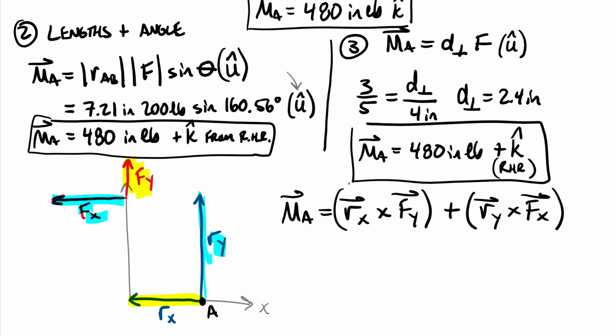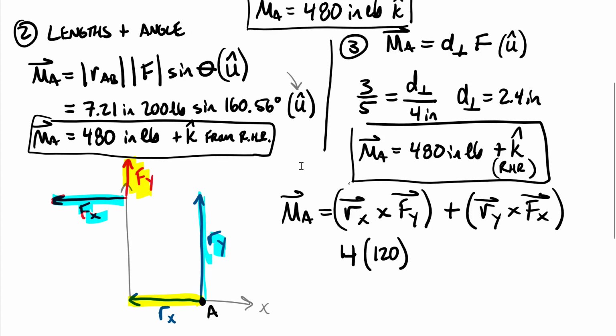So my distance Rx is 4. Now notice I didn't put a -4. I'm only going to have an overall sign of this term from the right-hand rule. Now, we already computed the y component. The y component here was 120. Again, I'm not going to worry about a sign there because the sign comes from the right-hand rule.